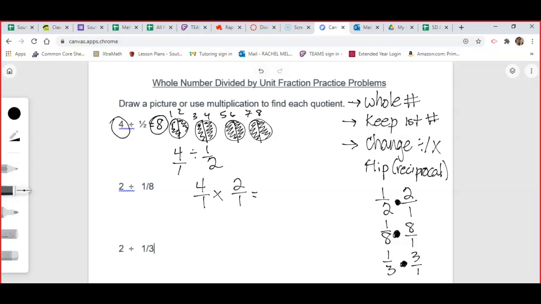So 4 times 2 is, everybody? 8. And then 1 times 1 is? 1. Okay, and then 8 divided by 1 is? 8. Okay, so there's our answer that we got from our picture. Are there any questions on this one?